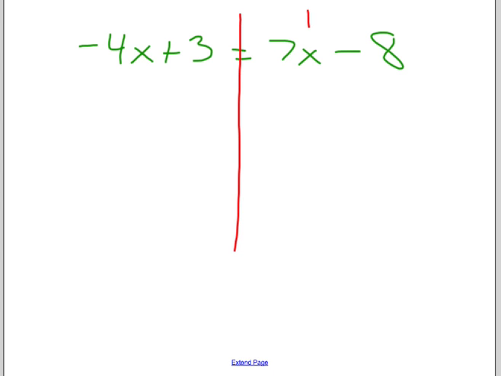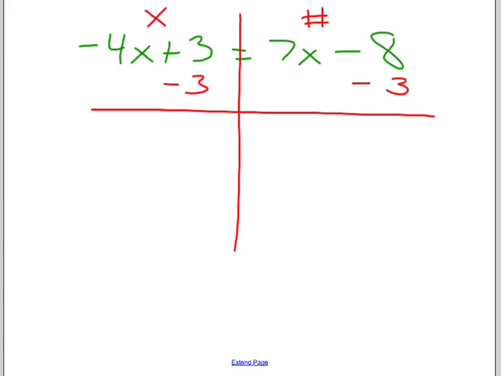Get my numbers over here, my x is over here. First thing I want to do is get rid of that +3. So subtract 3 from both sides, and I have to subtract the 3 from the 8. I can't subtract it from the 7x because they're not like terms. I have -4x on this side equals 7x, and that's a subtraction, so plus negative 11. We're adding two numbers whose signs are the same.